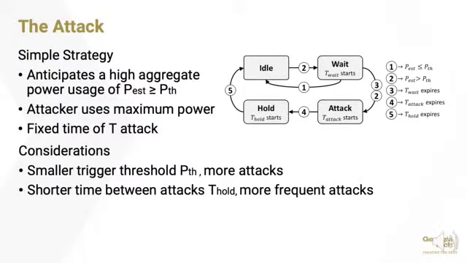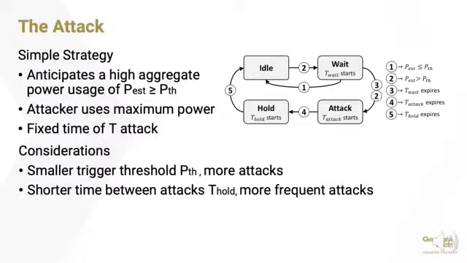Now for the attack. The attack strategy is simple. When the benign power estimate is higher than the trigger threshold, we'll initiate a power attack with maximum power for a fixed amount of time. Once the attack has completed, the attack process will hold and go idle for a set amount of time.